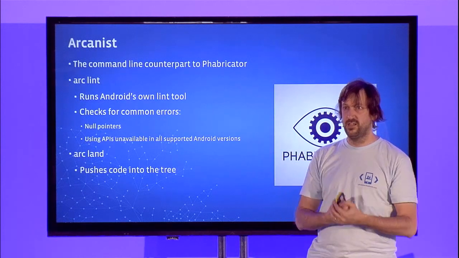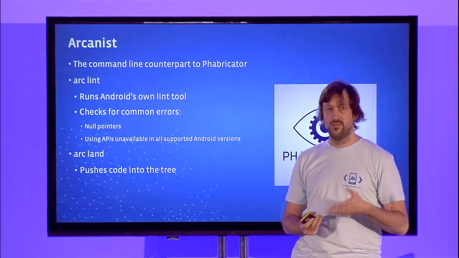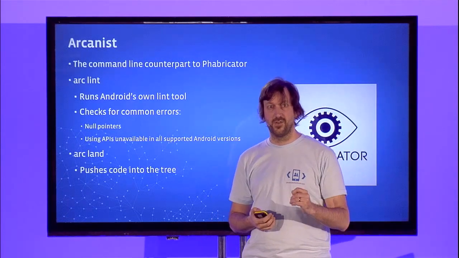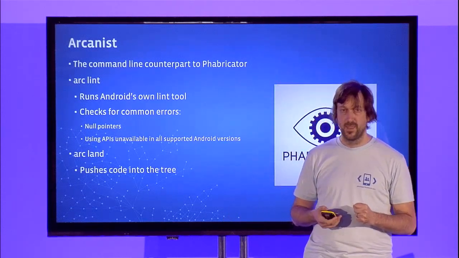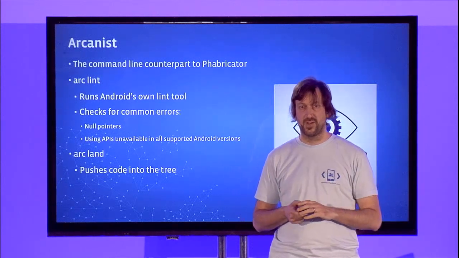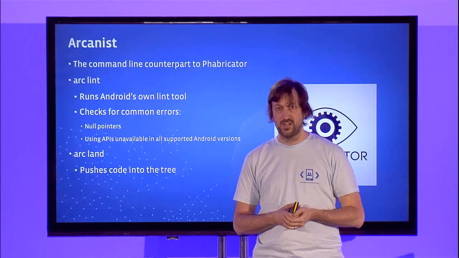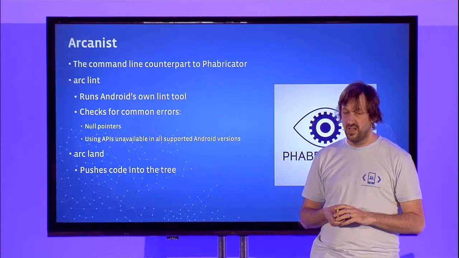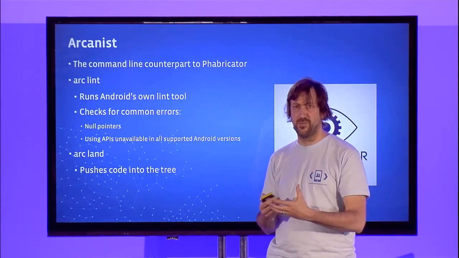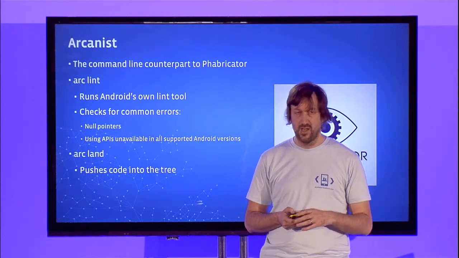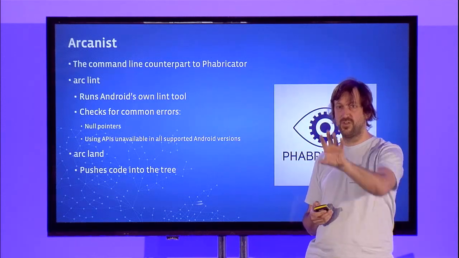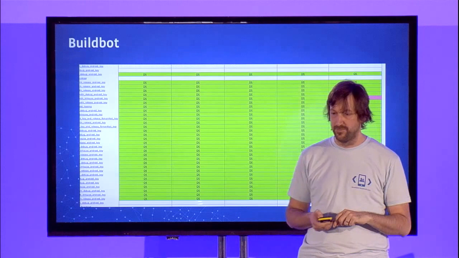So, you've got your green, you've got your go-ahead to ship the code. What do you do? You run a command called arc land. Arc land does two separate things. First thing it does is it runs a linting phase, which you can run using arc lint. So for those of you who can't read the slide, Arcanist is a command line counterpart to Phabricator. The two work hand in hand. Arc lint, when we run the linting checks, uses Android's own lint built in, and we check for things like null pointer exceptions or using APIs that aren't available on Gingerbread. And finally, it lands it. That just copies your changes from your branch onto master, pushes to master, deletes your branch. So you've got a nice, clean working copy.